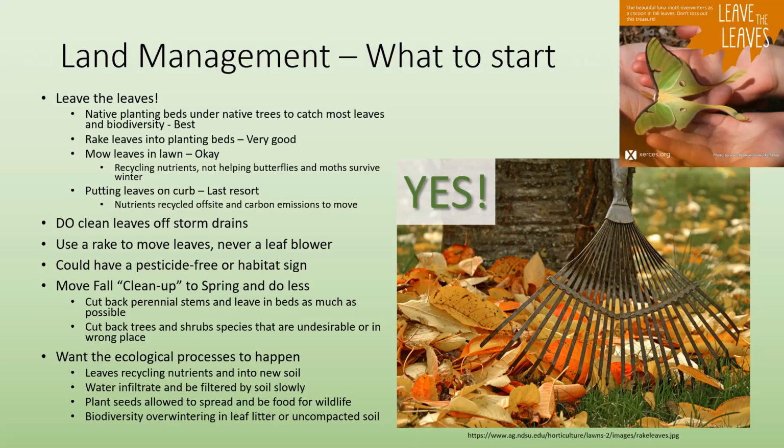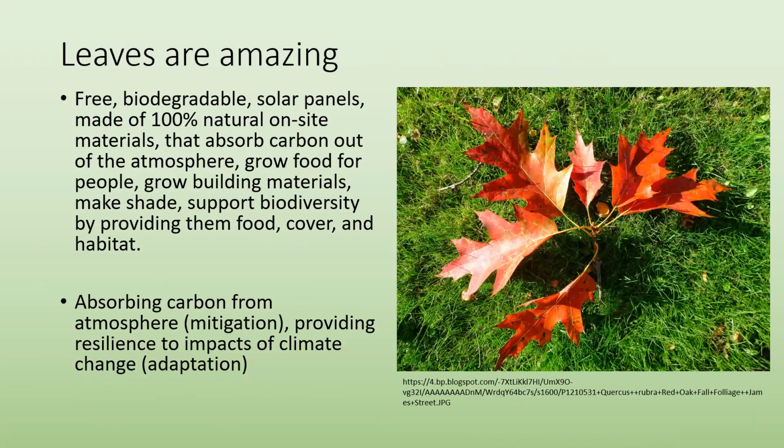This is also a good time, if you have a meadow, to cut back trees and shrubs, species that are starting to come in where you might not want them. That's a good time to find them. I think we really want the ecological processes to happen with this type of gardening. You want the leaves recycling nutrients and building new soil, and being habitat for lots of beneficial insects. It also helps the water infiltrate and be filtered by the soil more slowly. And the plant seeds are allowed to spread and stay up all winter and be food for the wildlife that's here. And you want the biodiversity overwintering in leaf litter, or on soil that's not compacted, because some overwinter underground. So if they can't dig into it, that doesn't really help.